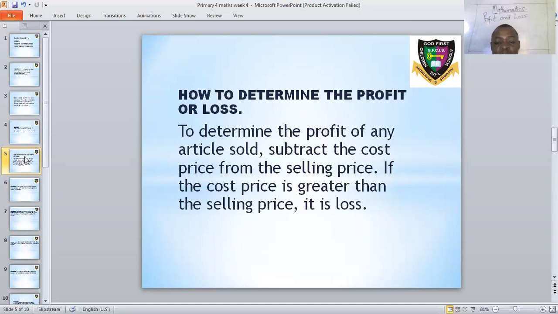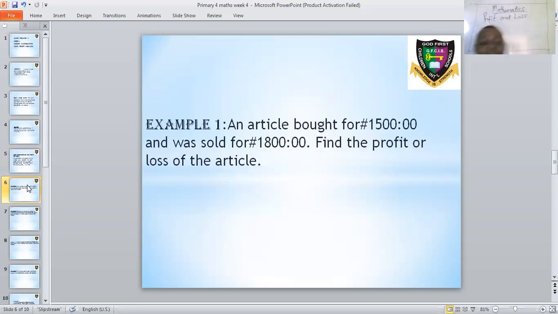Now, let's look at how to calculate profit on any article. Question number one says, an article was bought for 1,500 naira and was sold for 1,800 naira. Find the profit or loss of that article. Let me repeat the question. You bought an article for 1,500 naira, and now you are in need of money. You sold it for 1,800 naira, which means that you have sold it higher than the cost price. Now, how do you find the profit?